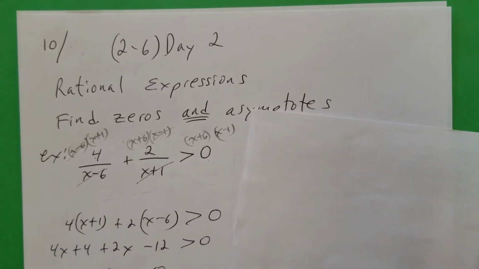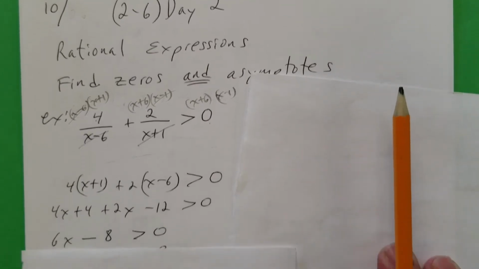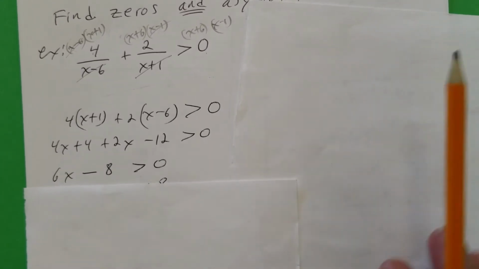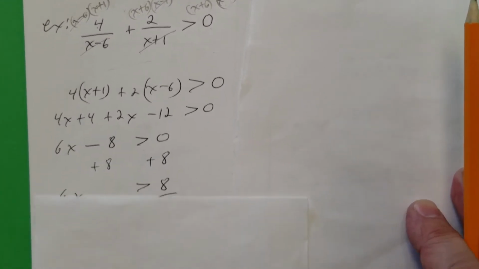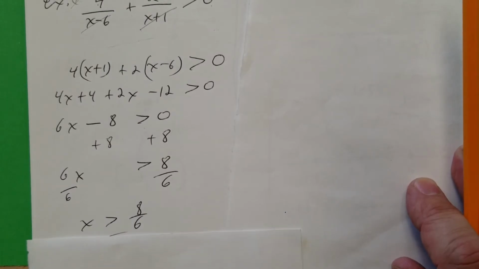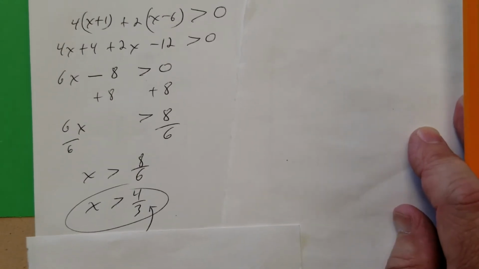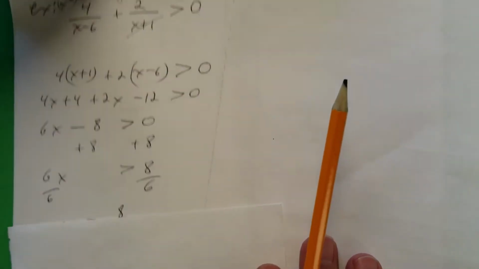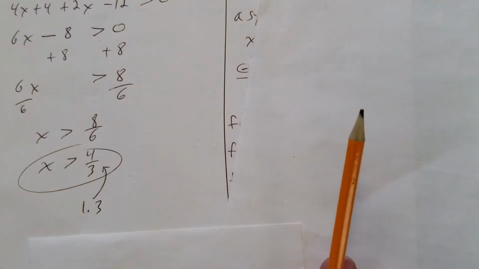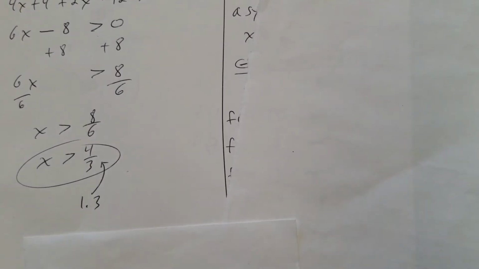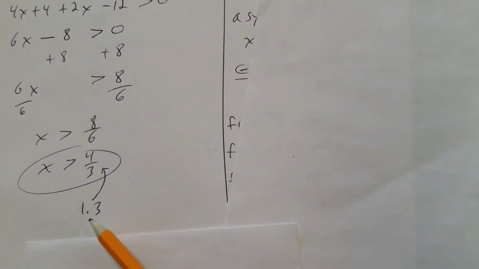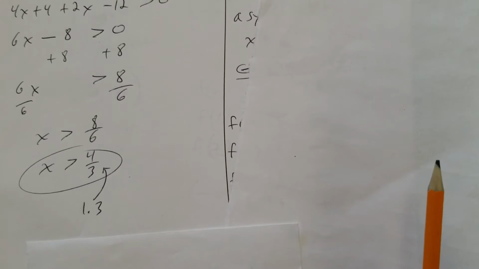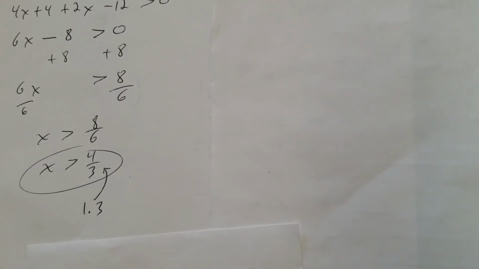Distribute. Combine. Solve. And you get x is greater than 8 over 6, which is 4 over 3. X is greater than 4 over 3. Now, 4 over 3 is rounded to 1.3. That helps us find it on the number line. So now that we know what the zeros are, there's only one.